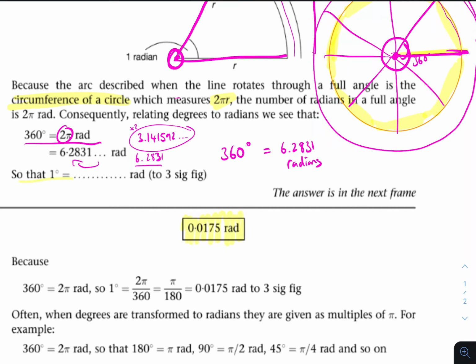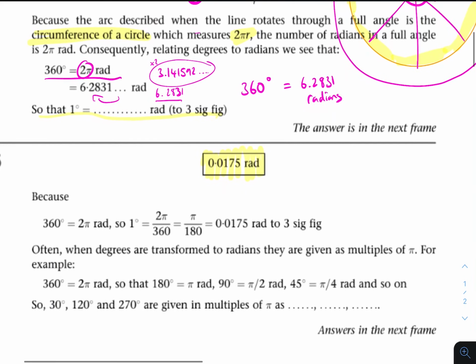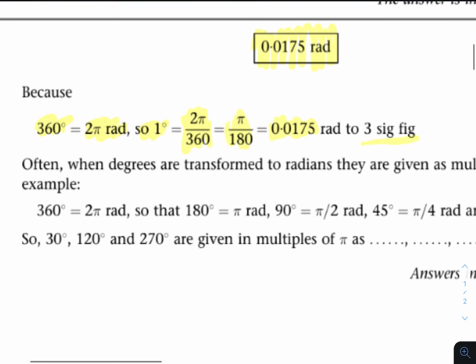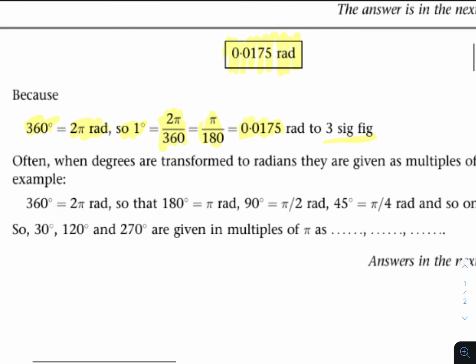So 1 degree is equal to 0.0175 radians. And here you have it explained again. 360 degrees is equal to 2 pi radians. So 1 degree is equal to 2 pi divided by 360, which can be simplified to pi divided by 180, which is equal to 0.0175 to 3 significant figures. Cool. So let's carry on.